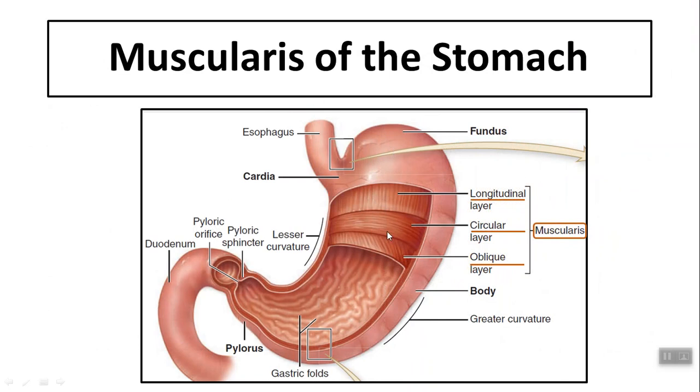What is the muscle layer of the stomach? The muscle layer of the stomach is called the muscularis. In the gut tube in general, we have two layers, circular and longitudinal. But in the stomach, we have an additional oblique layer. So we have a longitudinal layer, a circular layer, and an additional oblique layer. This arrangement of muscle fibers is special for the stomach to do its function, which is the mixing of food.